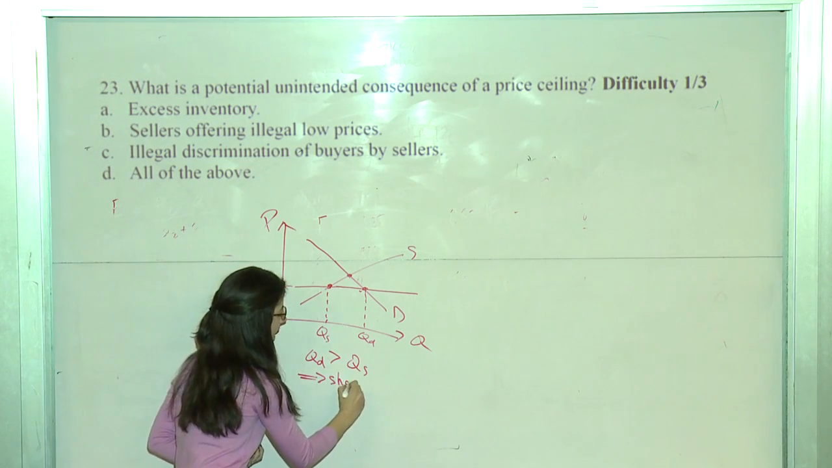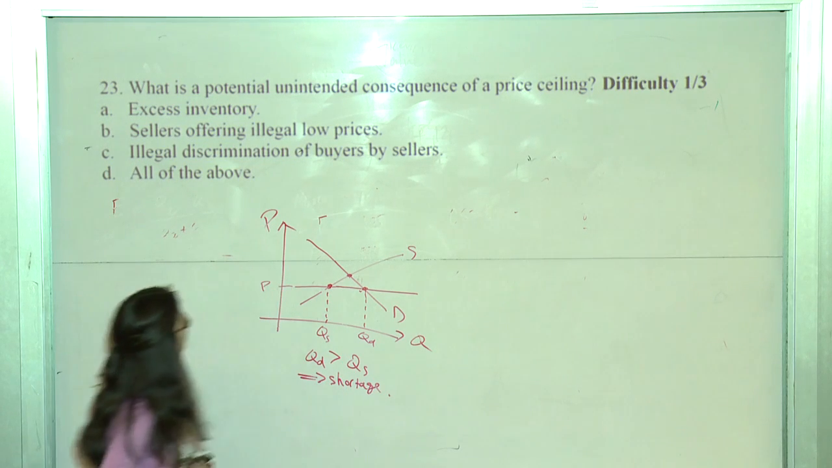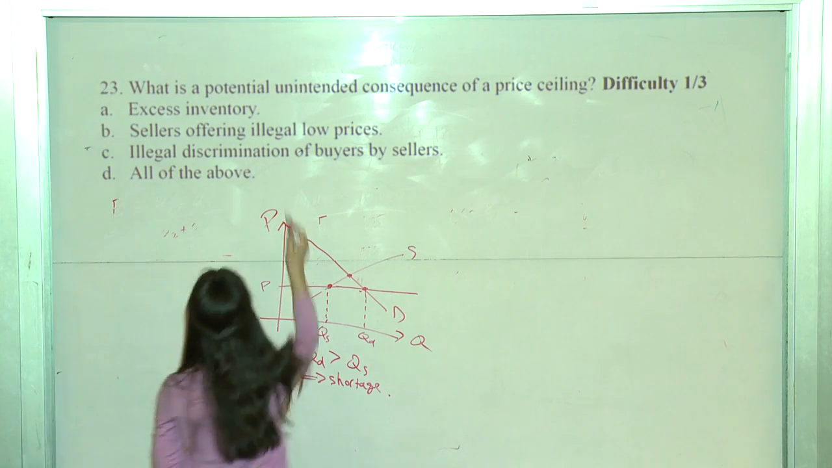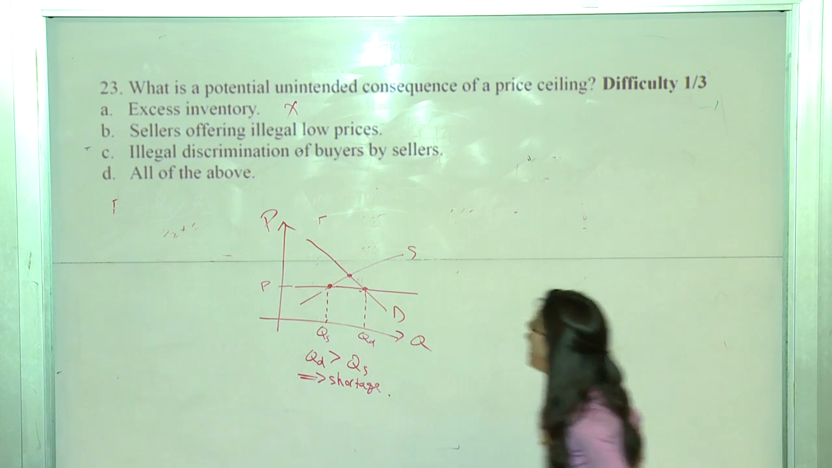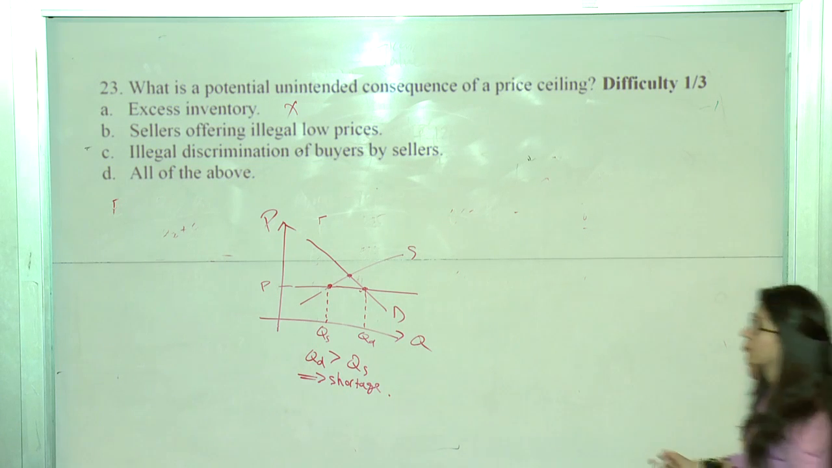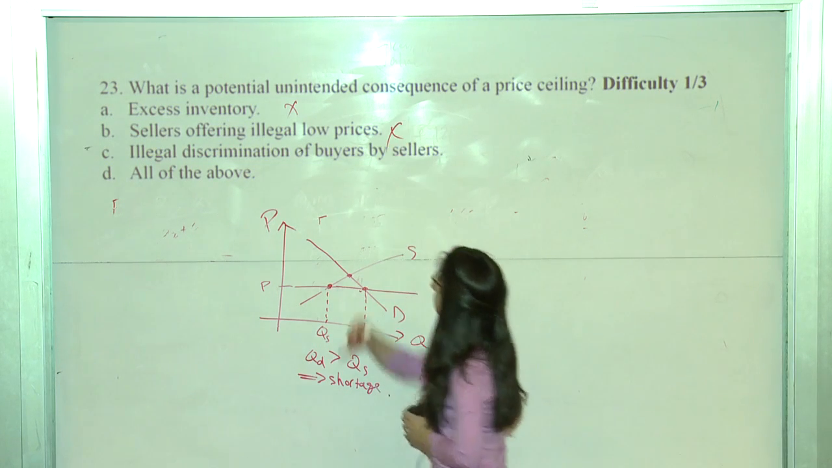So now that we know we have a shortage, let's have a look at the answer choices. Excess inventory. No, excess inventory means we have excess supply. We have a surplus. That's not the case. We crossed that one off. Sellers offering illegal low prices. Why not? There's a shortage, so things are more valuable. So they're not going to be offering low prices to anybody.